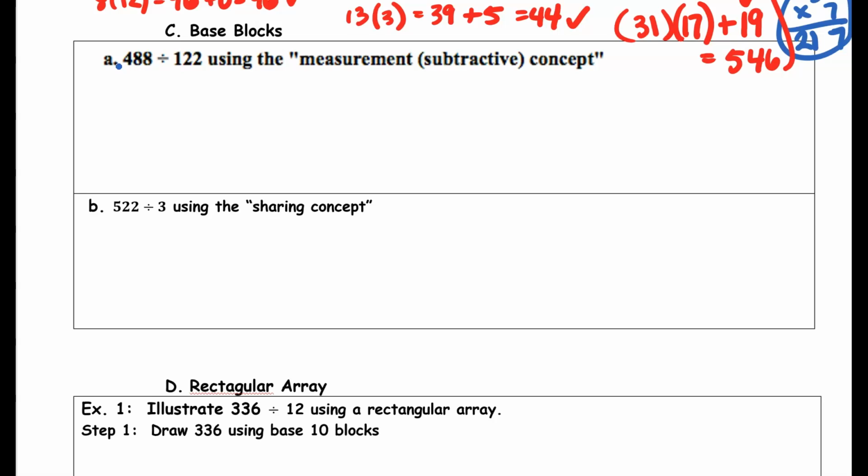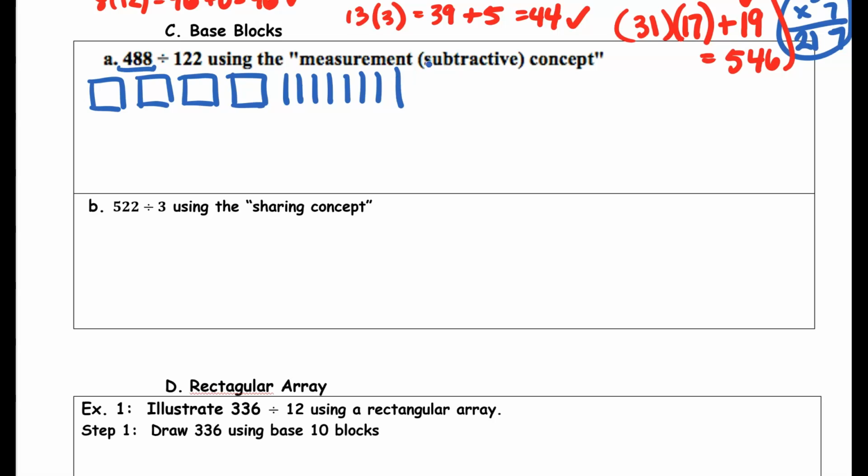So let's start by drawing 488 using blocks. Remember, a flat is 100. So 100, 200, 300, 400, 480, 1, 2, 3, 4, 5, 6, 7, 8 longs, and then 1, 2, 3, 4, 5, 6, 7, 8. So our options here to divide by 122 are to either make 122 groups and figure out how much goes in each. That would take forever. Or we could subtract 122 until we can't do it anymore. That is the subtractive or the measurement concept, and that's why I asked you to use that method here, because 122 groups would just not be the right move for this one.